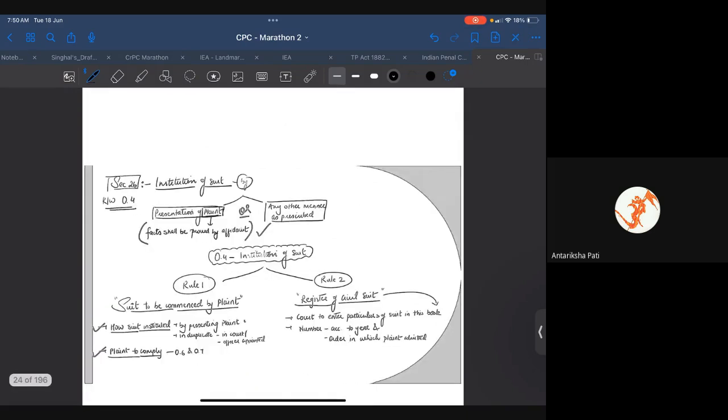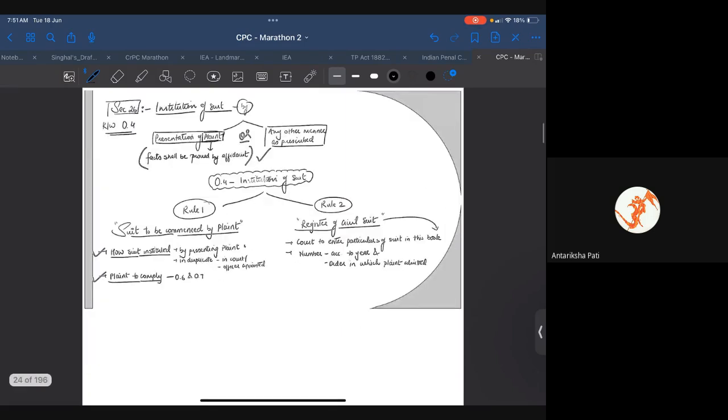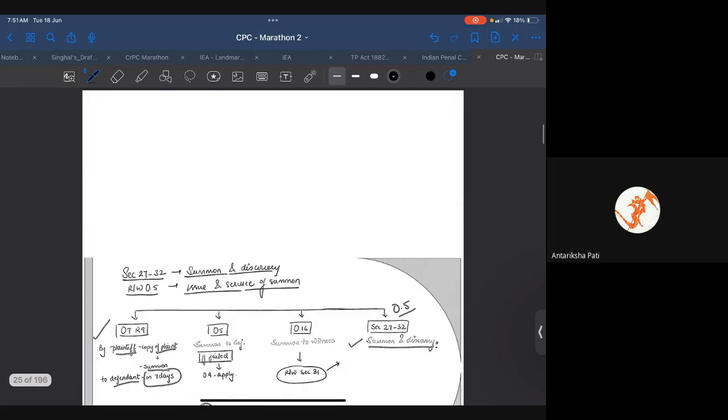In order 4, rule 1 on institution of suit, it says that a suit shall be instituted by presenting a plaint in duplicate in the court of the officer appointed, and the plaint must comply with order 6 and order 7. And there will be a register of civil suits in which all particulars of the suit will be maintained and numbered according to year and the order in which the plaint has been admitted. You will maintain that order number.